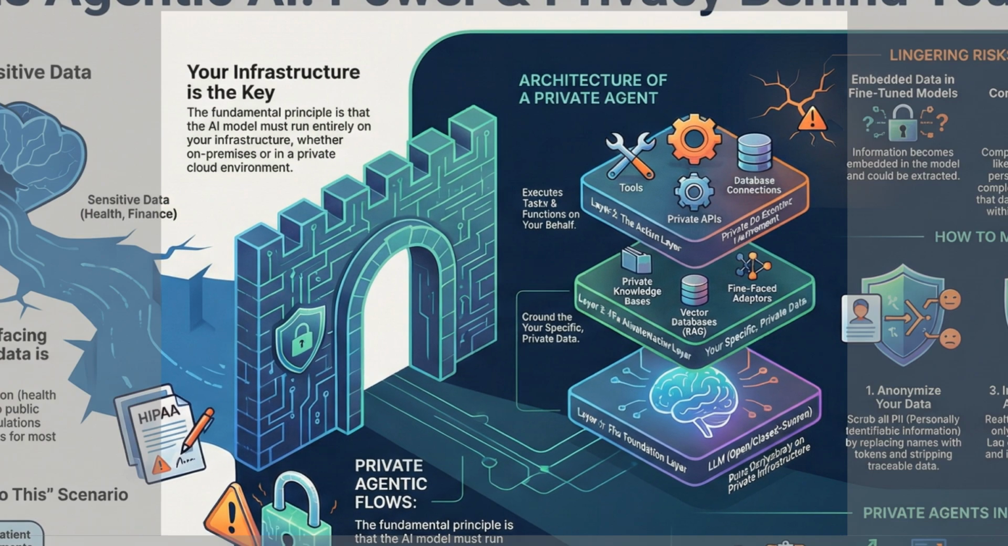A safer approach is to keep the AI system fully under your control. The core principle of private agentic AI is that models execute entirely within your infrastructure, on-premises or in a private cloud. Data never leaves your trust boundary, allowing you to apply the same security, monitoring, and compliance controls you use for other critical systems.